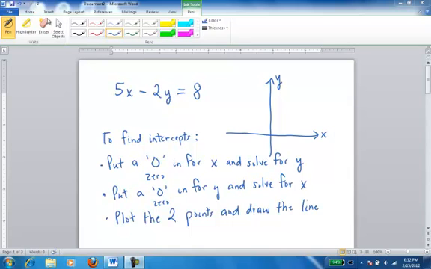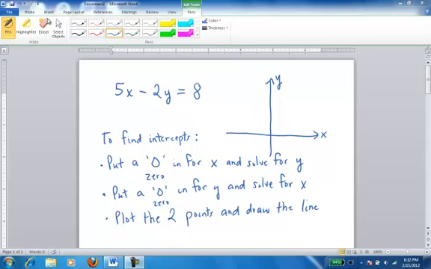Welcome to this video, which hopefully will help students with the exercise where you find the intercepts in a linear equation with x and y and be able to plot the points and therefore draw the line. To do that, there are some steps that are listed on this screen. Now I've given an example equation which we'll solve together.